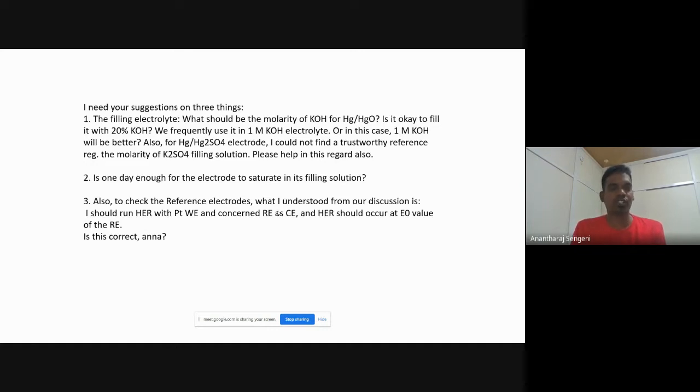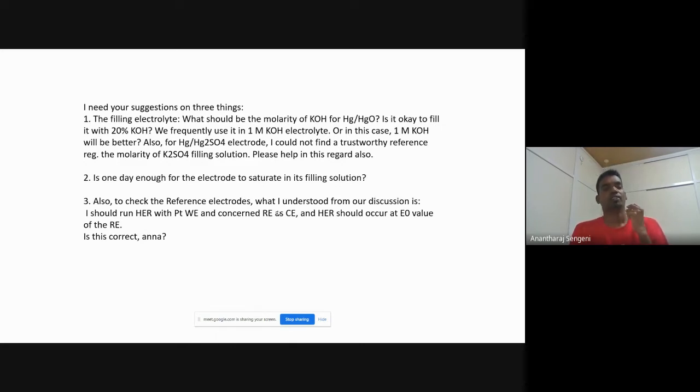Let's first start with the question I received earlier. The participant needed clarification on three things about filling electrolytes. What should be the molarity of KOH for the Hg/HgO electrode? Is it okay to fill it with 20% KOH? We frequently use 1 molar KOH electrolyte, so in this case 1 molar KOH will be better. Also, for the Hg/Hg2SO4 electrode, I could not find a trustworthy reference regarding the molarity of the K2SO4 filling solution. Please help in this regard also.